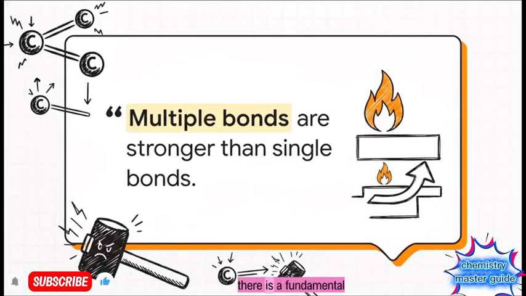Because of this, there is a fundamental rule when it comes to chemical reactions. Multiple bonds are stronger than single bonds, meaning a lot more energy is required to break them. Remember, bond energy is the amount of energy absorbed to break 1 mole of a chemical bond. To put that into perspective, breaking a single carbon-carbon bond takes about 350 kilojoules per mole, but breaking a double carbon-carbon bond requires 610 kilojoules. That is a tremendous difference in physical reality.